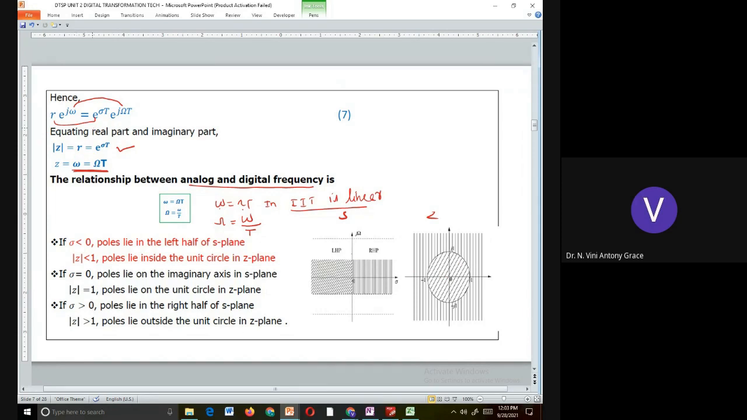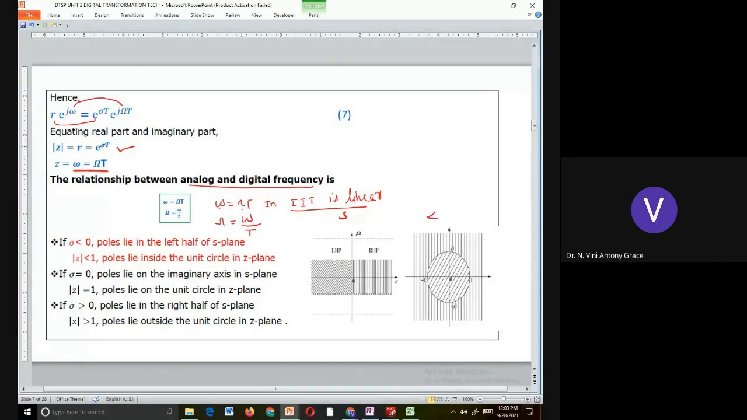How this is getting mapped into the unit circle. The justification is with respect to this equation. Likewise, whenever I consider sigma to be equal to 0, in the S plane it gets mapped on the imaginary axis. For the same case, how will be the mapping in the Z plane?